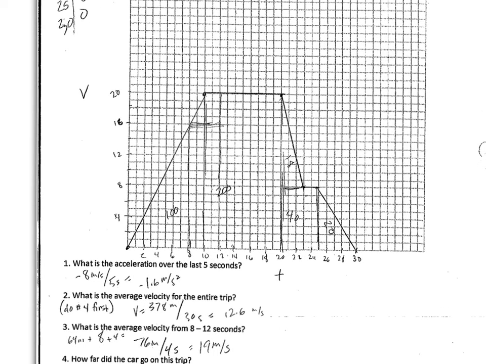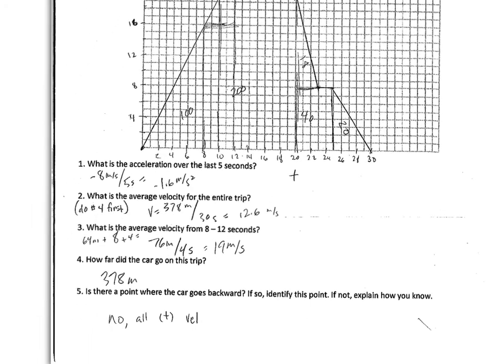Our first analysis question asks you to figure out what is the acceleration over the last 5 seconds. On a velocity-time graph, that's a slope. So if you look at the last 5 seconds, that's this section right here. We're going from 8 down to 0 meters per second, so that's a rise of -8, and we're going from 25 to 30 seconds, so the run is 5 seconds. So -8 divided by 5 gives you the acceleration, -1.5 meters per second squared.